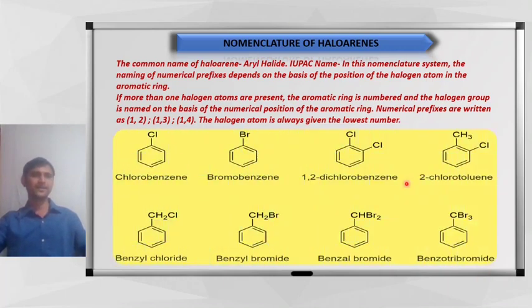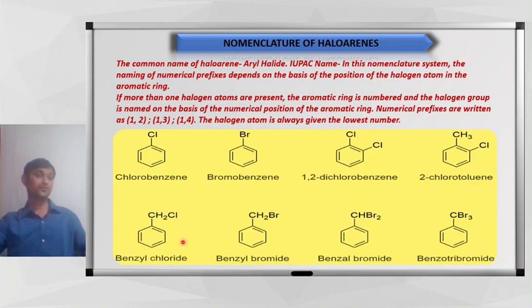Now see, this is chlorobenzene. We looked at some examples. In that example, the first one is chlorobenzene, and this is bromobenzene. Now here, this is 1,2-dichlorobenzene. This is 2-chloro-toluene. Toluene, why? Because this is toluene. So that's why numbering from here, this is 2-chloro-toluene.